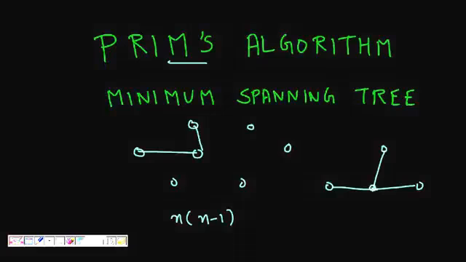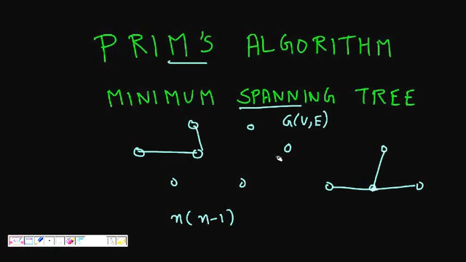In this lecture, we will learn about Prim's algorithm to find a minimum spanning tree. A spanning tree of a given graph G(V, E) is the set of edges that connects all the nodes of the graph, and it is a tree, which means it doesn't form a cycle.